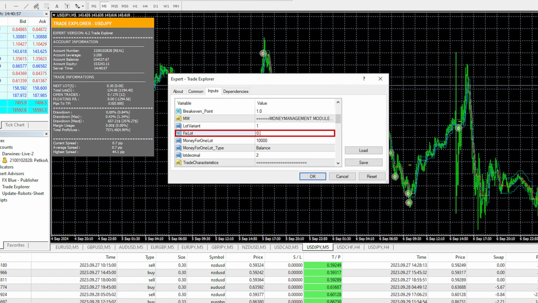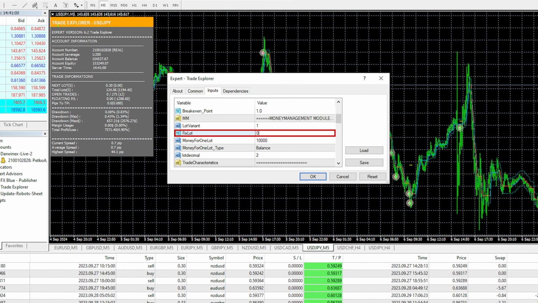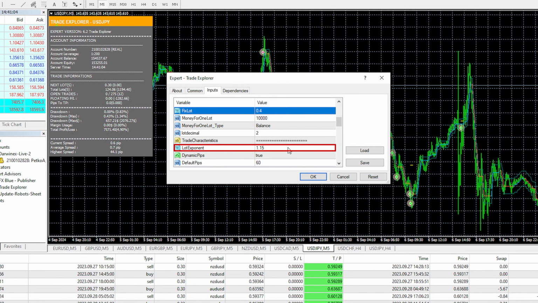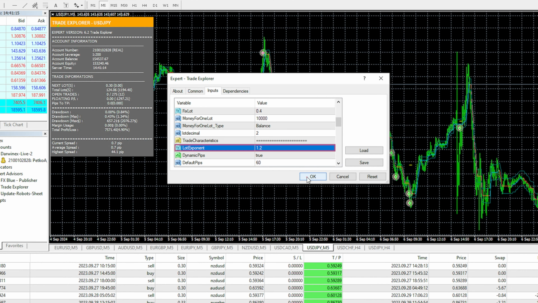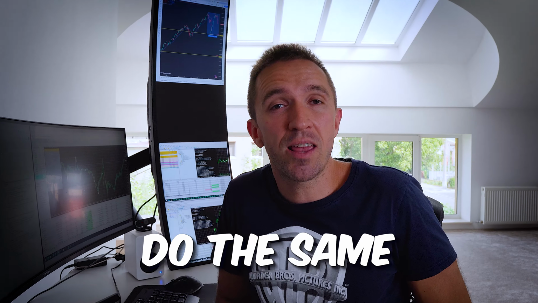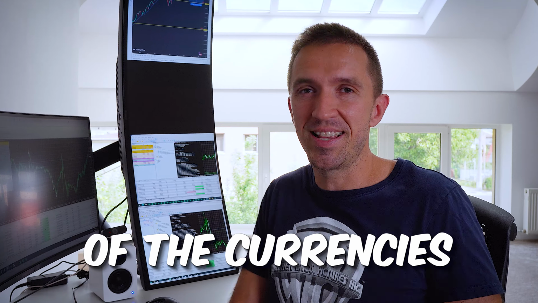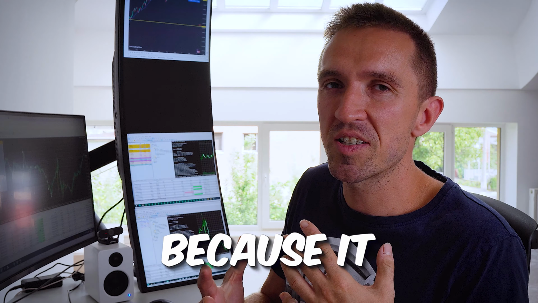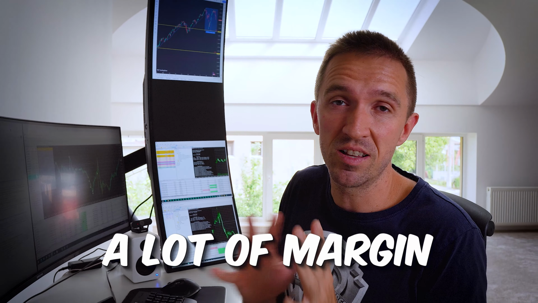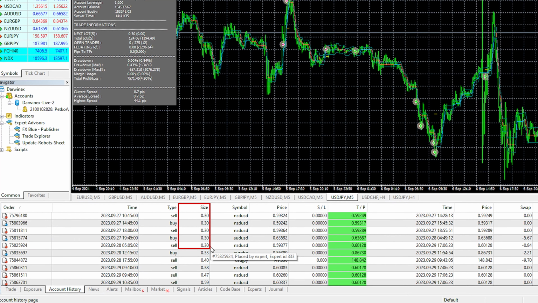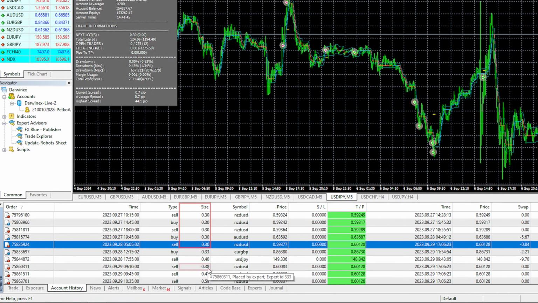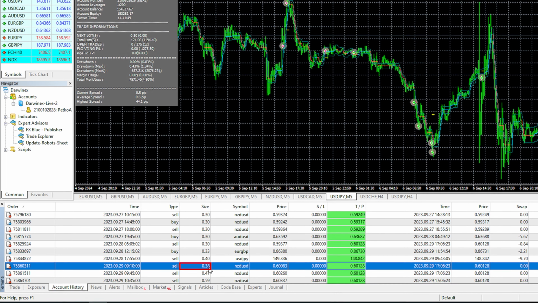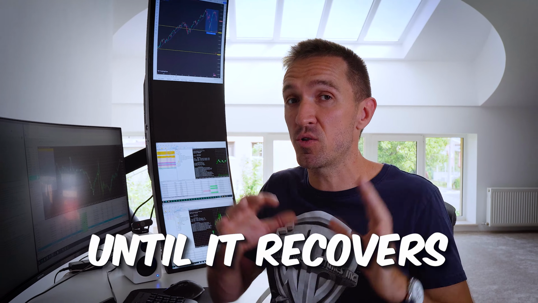So what I will do, I will increase it to 0.04, and as well as the lot exponent, 1.15, I will increase that to 1.20, and I'll click on OK, and I will do the same for the rest of the currencies. But I can afford to do that because it is a Darwinex account and there is a lot of margin. So far the initial trade was with 0.3, and then if there was a consecutive trade, you will see that it opened the New Zealand dollar with 0.38 and then one more with 0.47, and it increases the lots until it recovers.